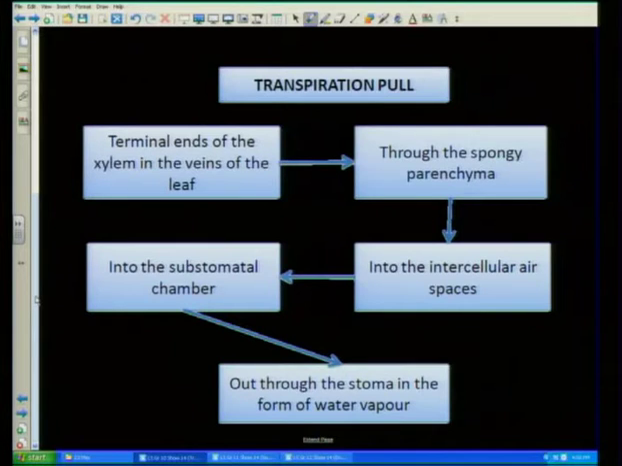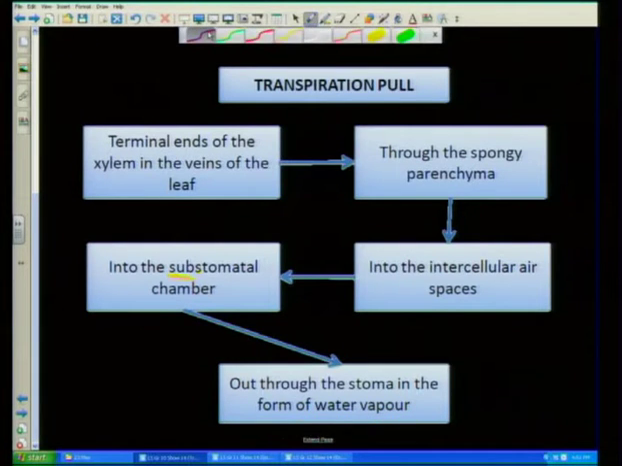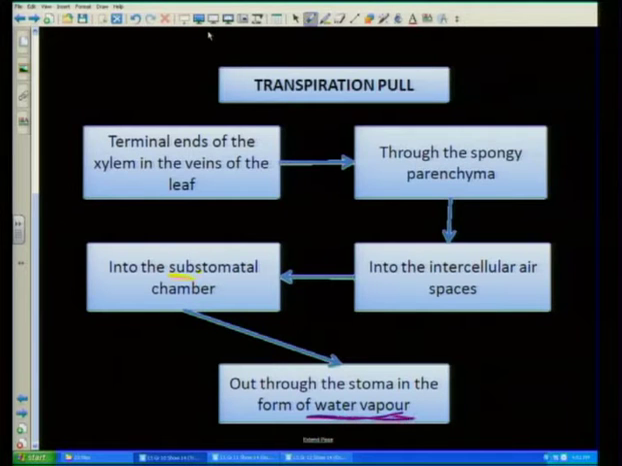How does it work? We have the terminal ends of the xylems in the veins of the leaf, through the spongy parenchyma, into the intercellular air spaces, into the substomatal air space. Substomatal means that it's just above the stoma, okay, and out through the stoma, which is the pore, out in the form of, look at this, water vapor. Mind you, you can't see that, hey? It's in the form of water vapor. It is in gas form. Okay, this will be posted for you as well.